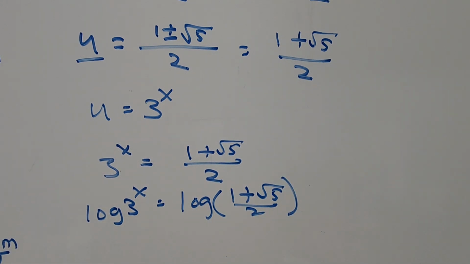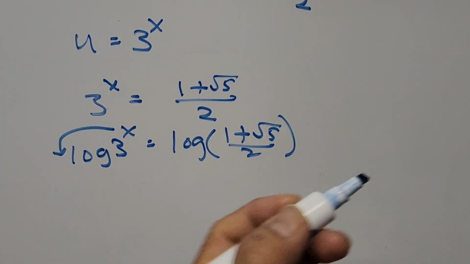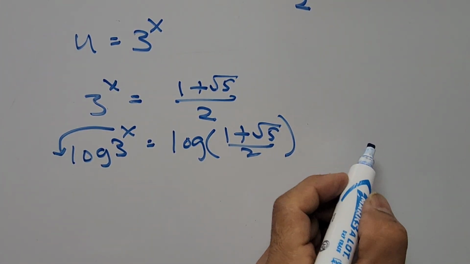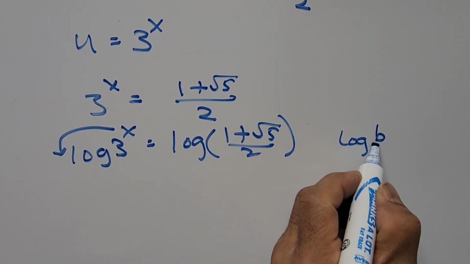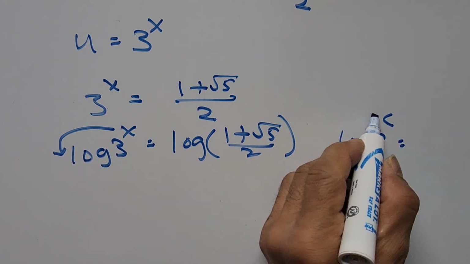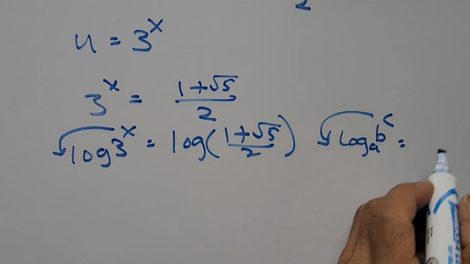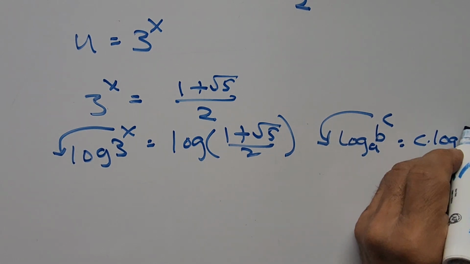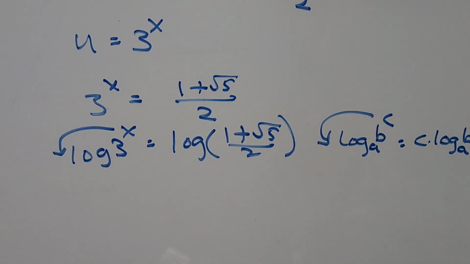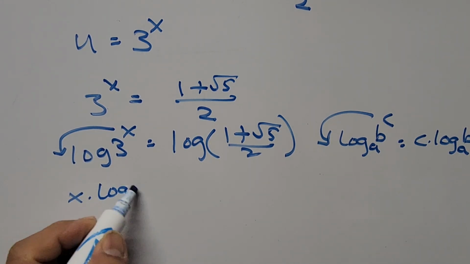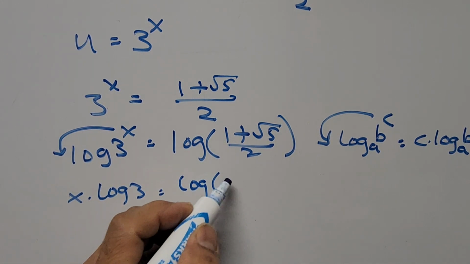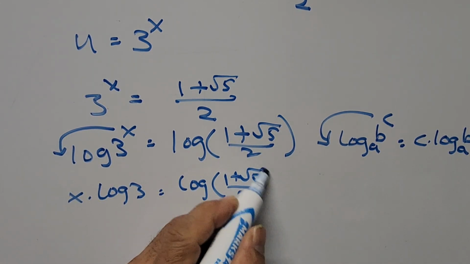And based on the logarithmic exponent rule, we can take down the exponent to the front. This is from the logarithm exponent formula, or power rule. If we have logarithm of b to the base a, with exponent c right there, take down the c to the front. So now we have c times logarithm of b base a. So we're taking the exponent to the front. Now back to our equation, we have x times logarithm of 3 equals logarithm of 1 plus square root of 5 divided by 2.